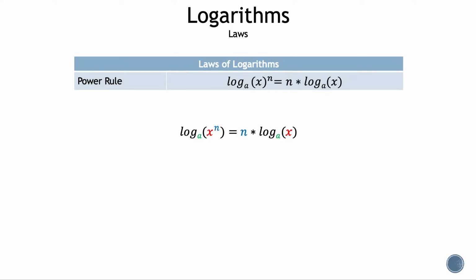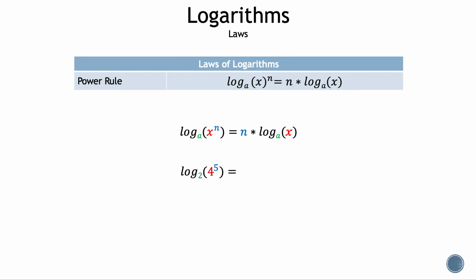Let's go ahead and take a look at the power rule, which states the log of x to the power of n to base a is equal to n times the log of x to base a. Let's put some numbers in to see what we're dealing with. And now we have log of 4 to the power of 5 to base 2.